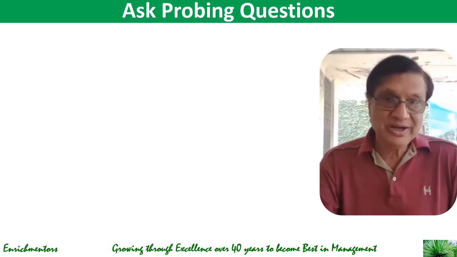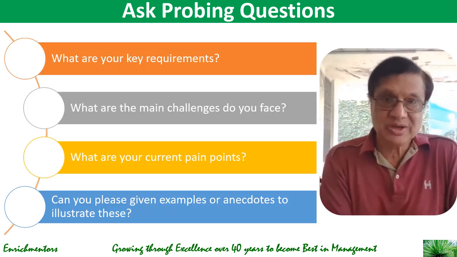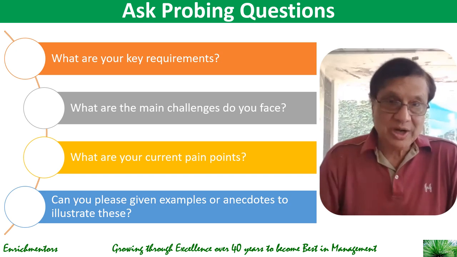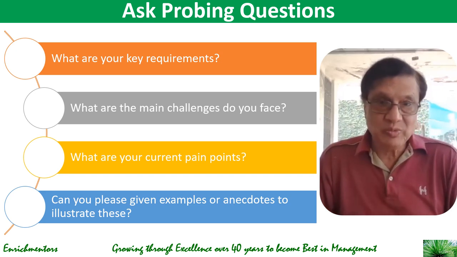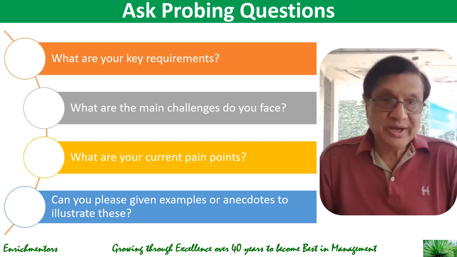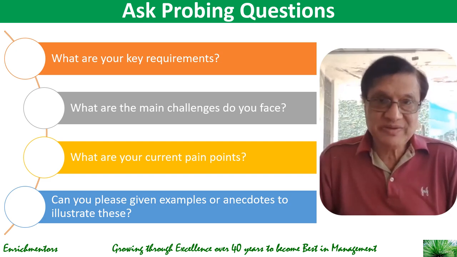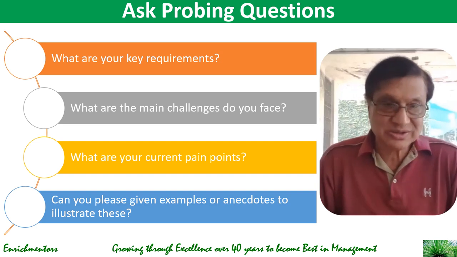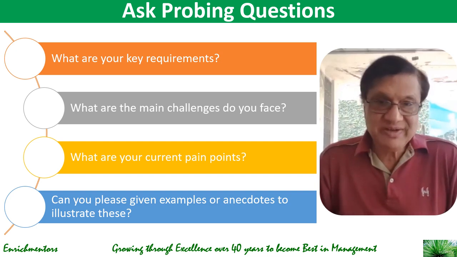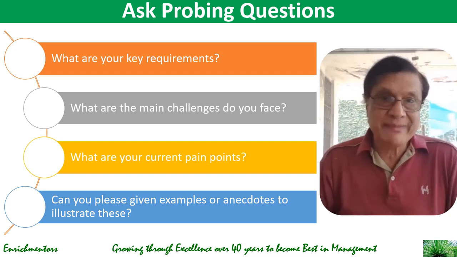So an open-ended question could be, what are your key requirements? What do you need? What are the main challenges that you have? What are your current pain points? And also, you can encourage stakeholders to provide specific examples and anecdotes to illustrate their needs by asking the last question: can you please give an example or anecdote to illustrate these? So get into depth. Keep probing until you fully understand the questions and determine their requirements, challenges, and pain points.